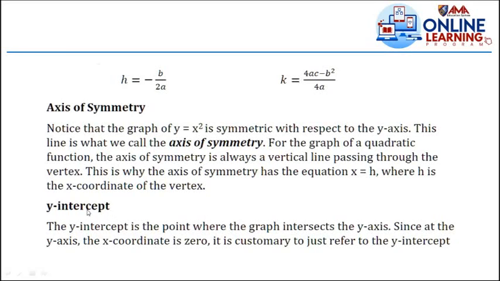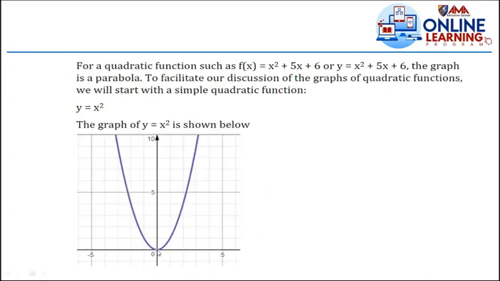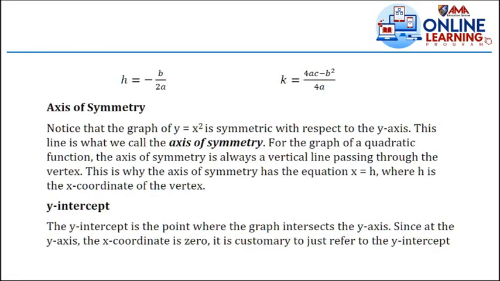So next we have the y-intercept. The y-intercept is the point where the graph intersects the y-axis. Since on the y-axis the x-coordinate is 0, it is customary to just refer to the y-coordinate as the y-intercept. Okay? So dito, yung y-intercept natin is 0. So there is also a procedure for how you're going to find the y-intercept. You are going to equate the value of x to 0. Pag nagkaroon ng value ng y, that's now the value of our y-intercept.